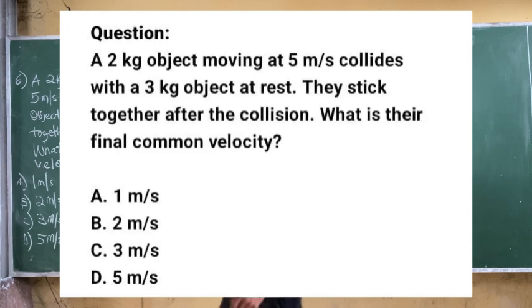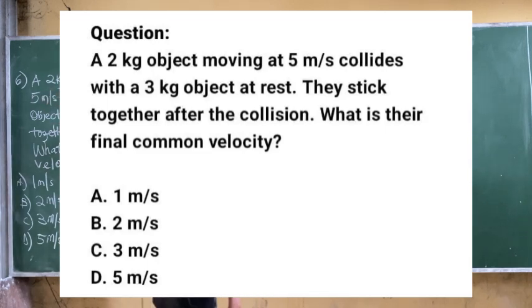Option A, we have 1 meter per second. Option B, 2 meters per second. Option C, 3 meters per second. And option D, 5 meters per second. I'll go over the question again for better understanding.